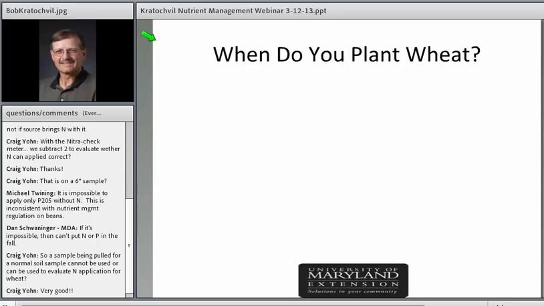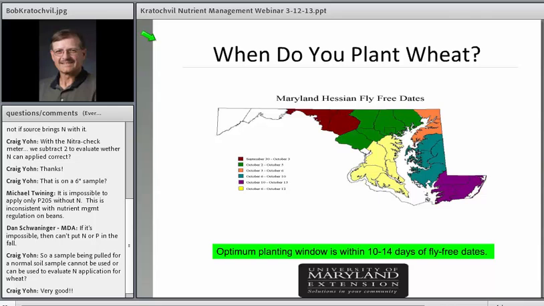But first let's talk about when you plant wheat. And I'm sure many of you have probably seen a chart like this and are very aware that the recommendation is, if you're planting wheat for commodity purposes, do not do so until the Hessian fly-free date has occurred for your region. Now that date can vary depending on where you're located in the state. I have my pointer here. If you're out in western Maryland, it can be as early as right at the end of September, 1st of October. If you're on the lower shore, that date falls more around the 10th or 11th of October.